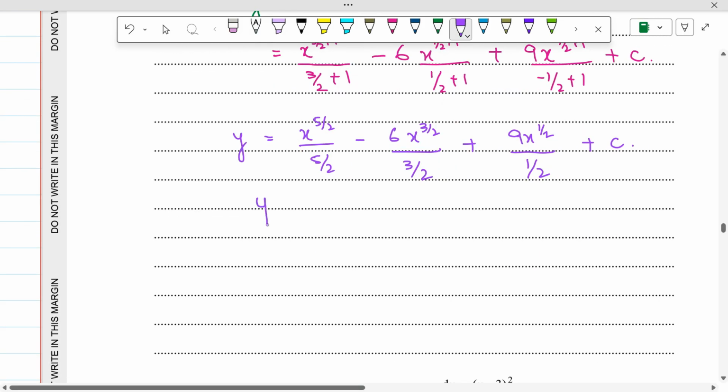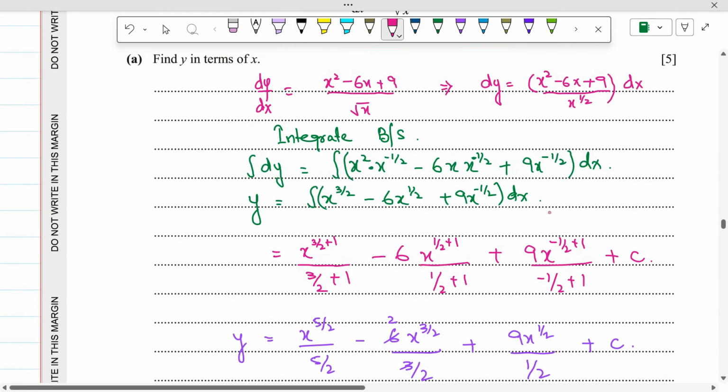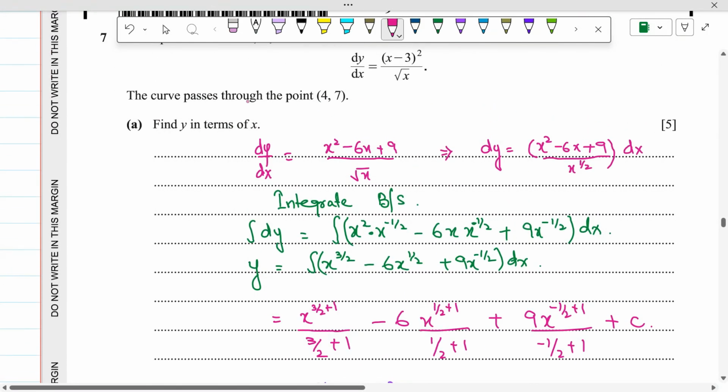Further simplifying, we will have 2 over 5 x to the power of 5 by 2, and this one will be 4 x to the power of 3 by 2, and this one will be 18 x to the power of half, plus c. Okay, this is y in terms of x, where c is unknown, and the unknown c can be found out by using this information.